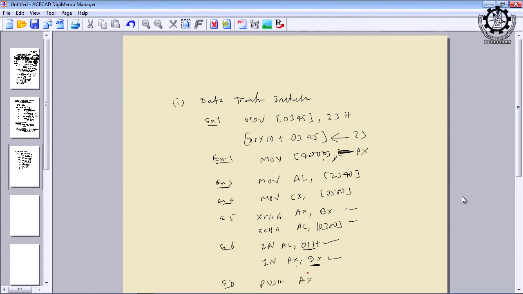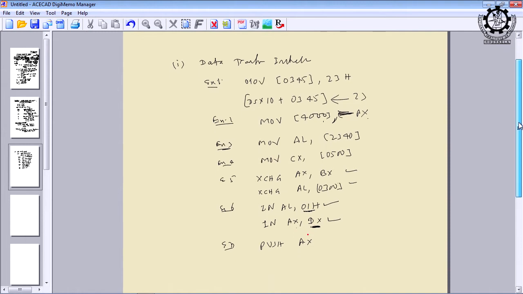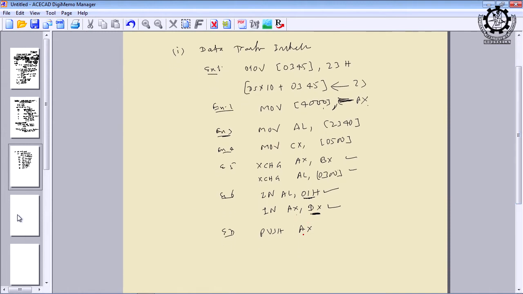What is the meaning of PUSH AX? This is indicating a 16-bit value. So, AL content will be pushed into the stack, then the stack pointer will be incremented by 1, then AH content will be pushed into the stack. So, PUSH value is referring to the stack operation. Okay. So, the second category is arithmetic instruction.